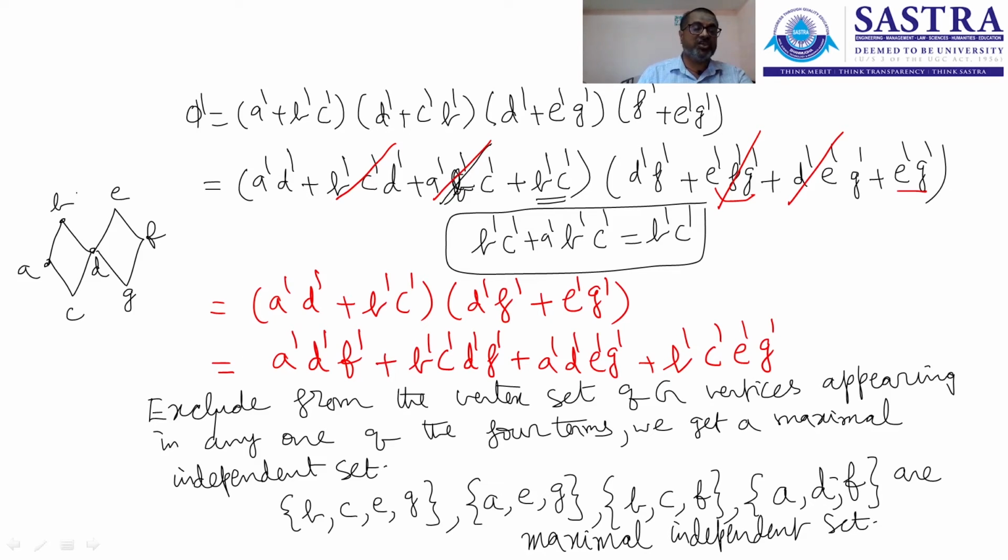You can check here B, C, E, G. And another one, A, E, G is there. Similarly, I can have B, C, F. B, C, F is also there. And then I have A, D, F. So these are all the maximal independent sets for this particular graph.